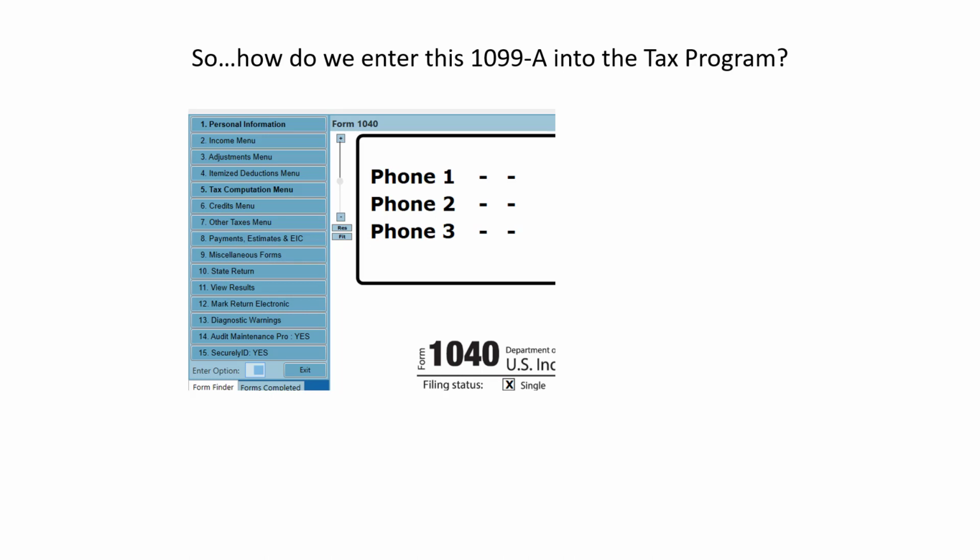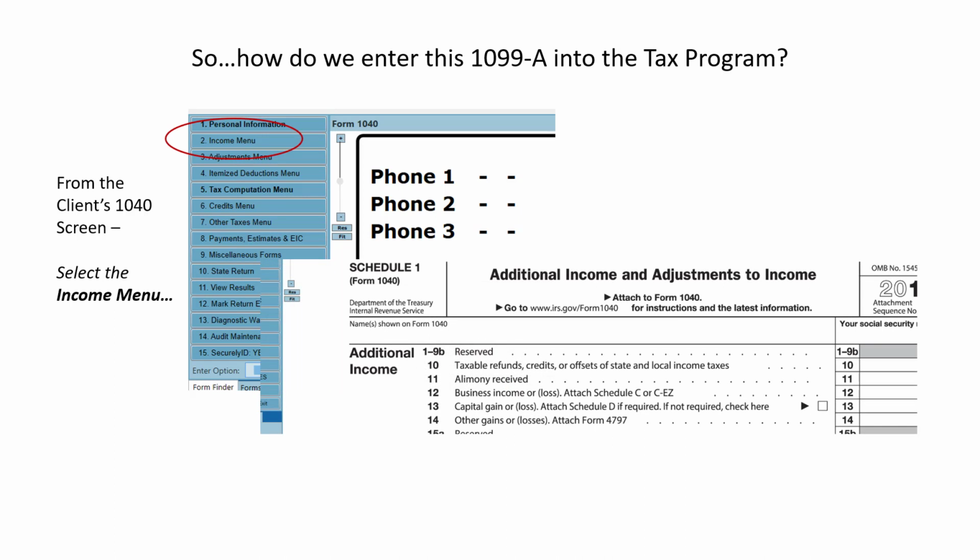So how do we enter this 1099-A into the TaxSlayer Pro Desktop software? Well, from the client's 1040 screen, we're going to select the Income menu, or we can double-click line 13 of the Schedule 1, Capital Gain or Loss, on the 1040 screen.